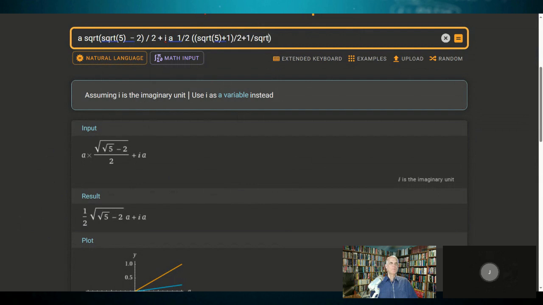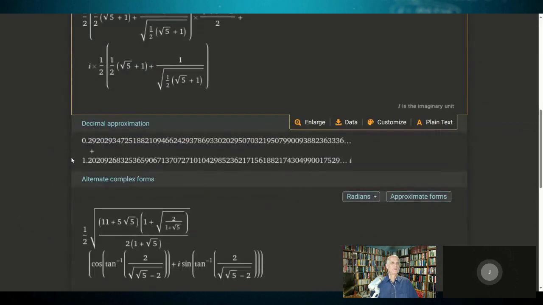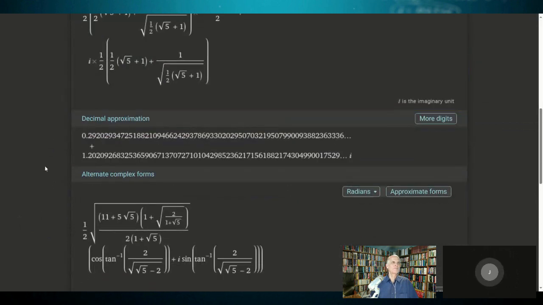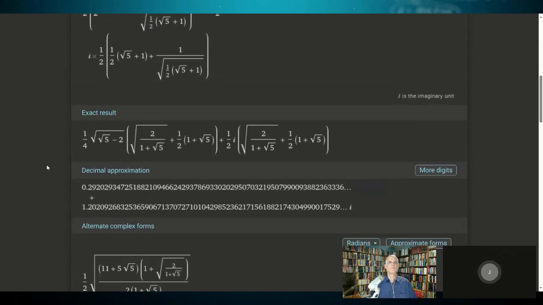All right, there's everything. Now we're going to take all that and replace it for A. We'll see if I made a typo. And it should give our value to a high decimal precision. Yes, there it is, 0.292. Oh, that's your real part. That's everything. That's the real part of S.